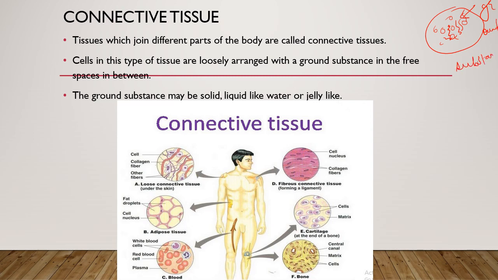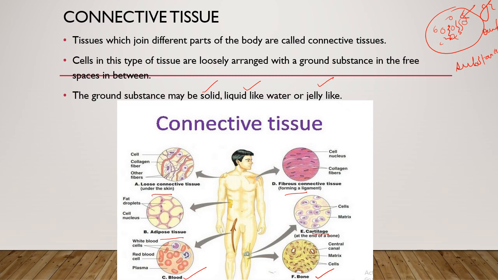This ground substance can be solid, liquid like water, or it can be jelly-like. Wherever this connective tissue is present, the function would be accordingly. So understood what is connective tissue. You can see under the skin, the skin and the muscles have to be attached with something. That work is done by the connective tissue. We are forming the ligament for the movement. Adipose tissue is nothing but the fats, the fat tissue it is called. Then we have the cartilage, we have blood, and we have bone.